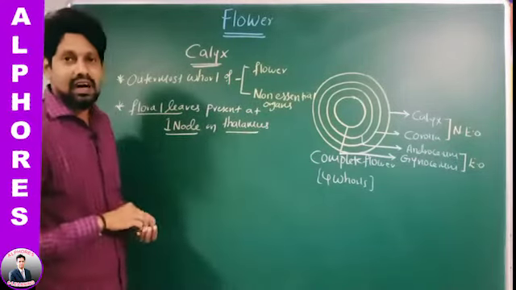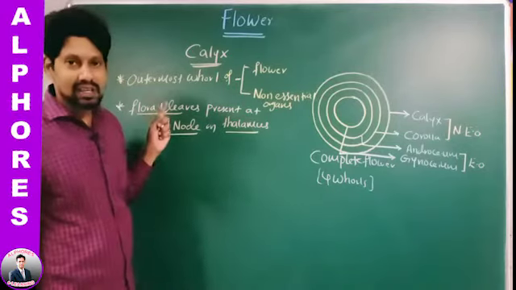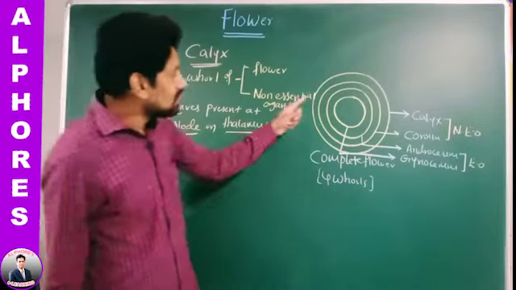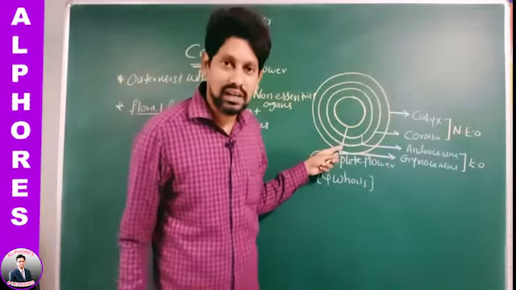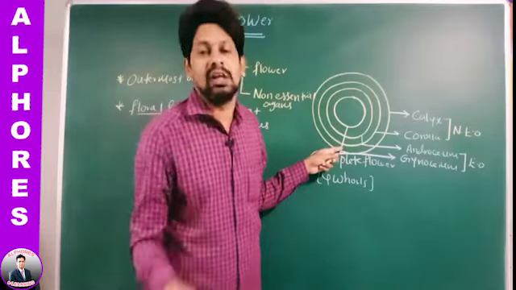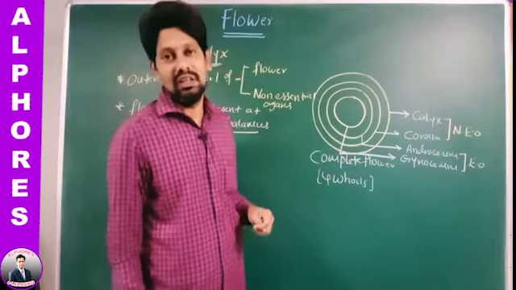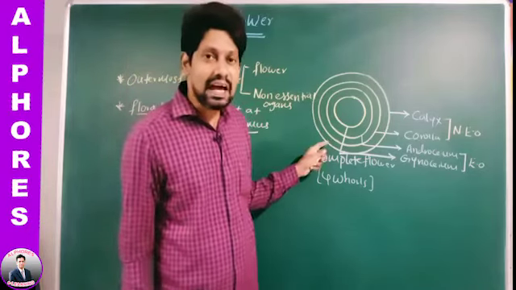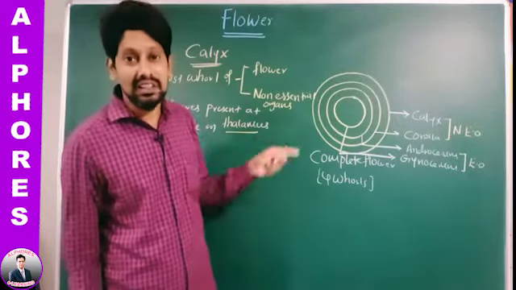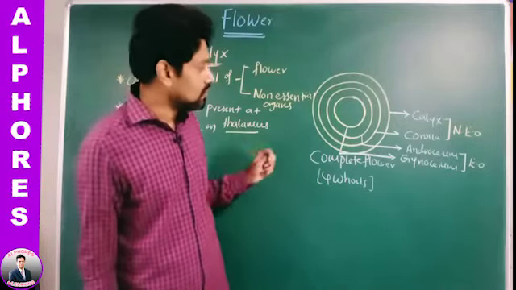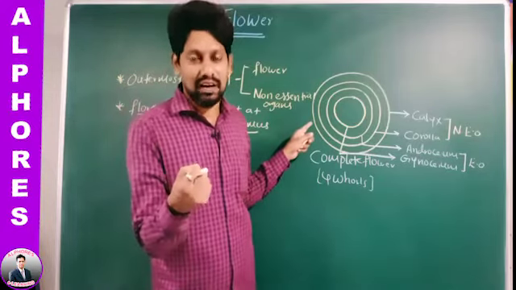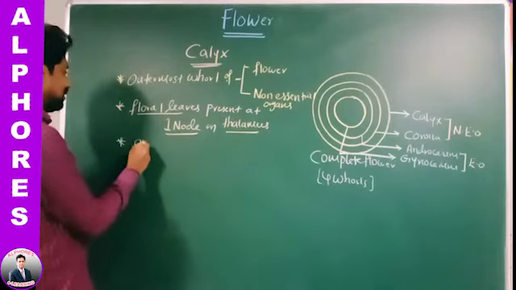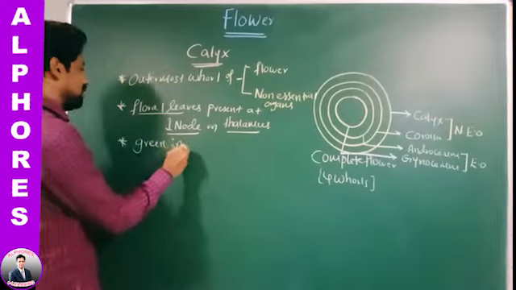This calyx is green in color. Since this calyx is the outermost whorl, it gives protection to the flower in bud condition. When this flower is in bud condition, this calyx protects the flower as it is the outermost whorl. Therefore, calyx is green in color.